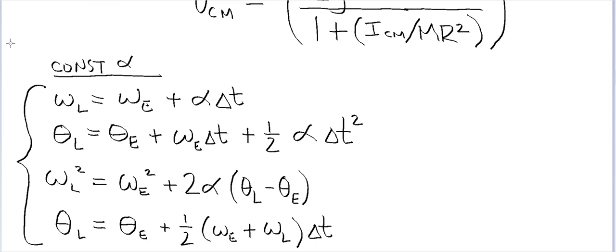Recall previously that for constant values of alpha, we had that omega L is equal to omega E plus alpha delta T. We had theta L is equal to theta E plus omega E delta T plus half alpha delta T squared. We had omega L squared is equal to omega E squared plus 2 alpha times the quantity theta L minus theta E end quantity. And then we also had theta L is equal to theta E plus half times the quantity omega E plus omega L end quantity delta T. Note that we also had similar equations in our 1D kinematics for constant acceleration.